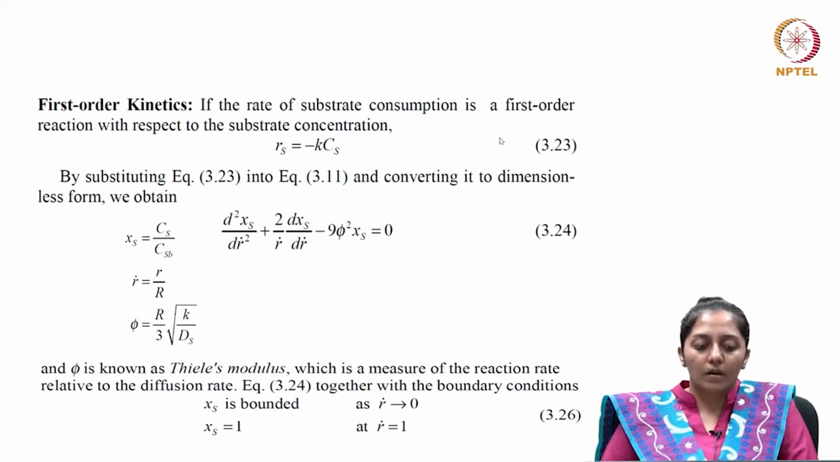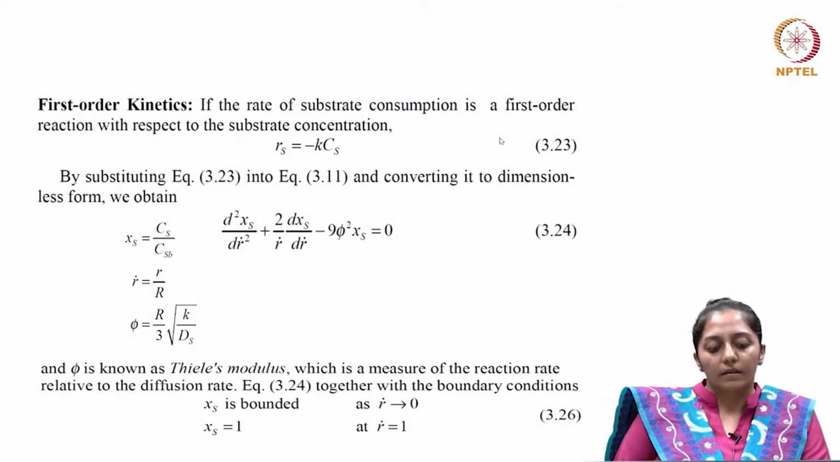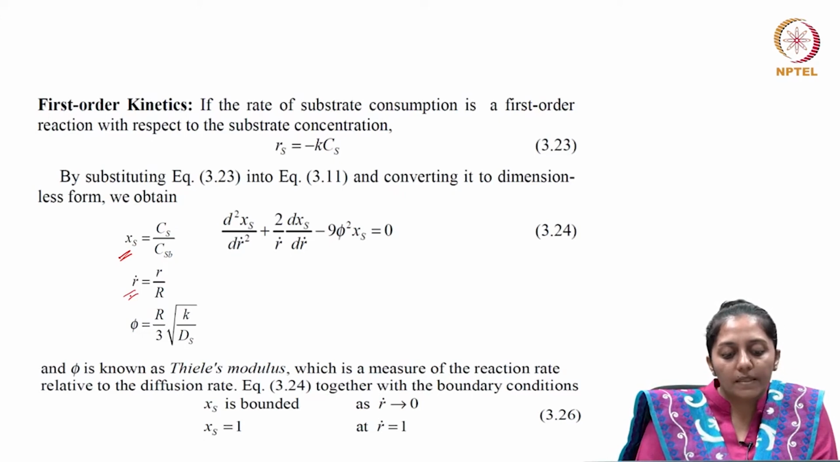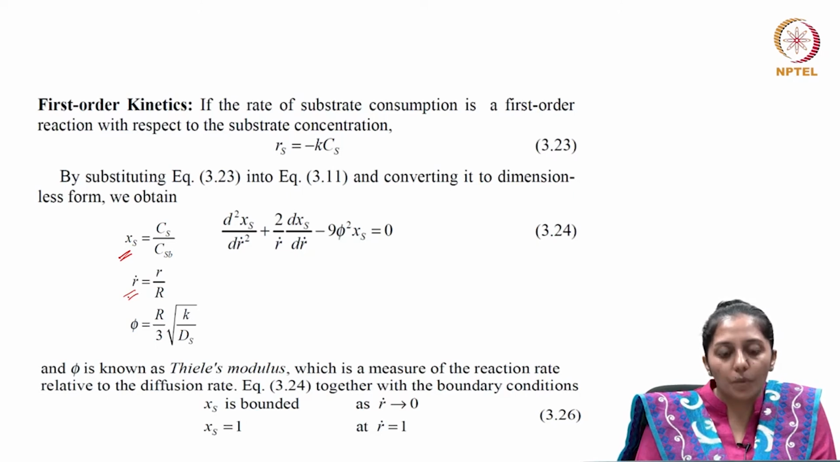in the same equation where we were describing the net accumulation rate of the substrate, if you see equation 3.24, it has been converted into dimensionless variables xs and r dot. xs is a dimensionless variable, the ratio of Cs to Csb, where Csb stands for the bulk substrate concentration. r dot is a ratio of small r to capital R, where capital R was the radius of the pellet or the immobilized shell, and small r is the distance travelled by the substrate from the center.